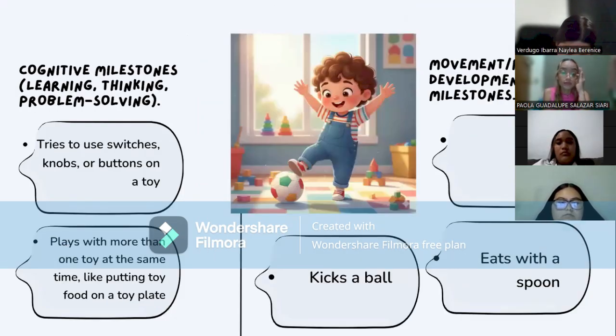In the cognitive milestone, we have tries to use switches, knobs, or buttons on a toy; plays with more than one toy at the same time, like putting toy food on a toy plate. And in the movement and physical development milestone, we have kicks a ball, like in the picture, runs, and eats with a spoon.